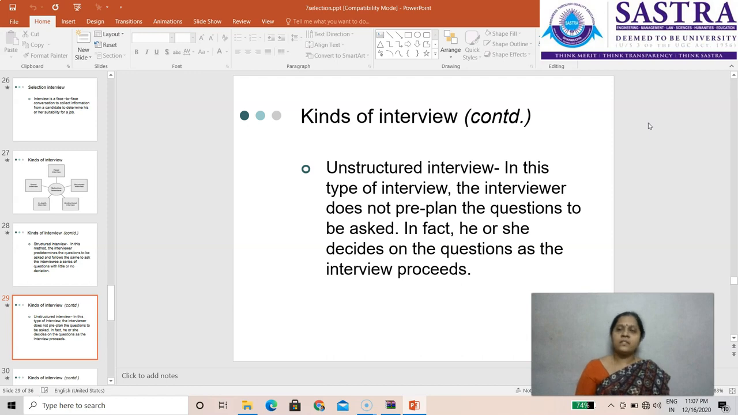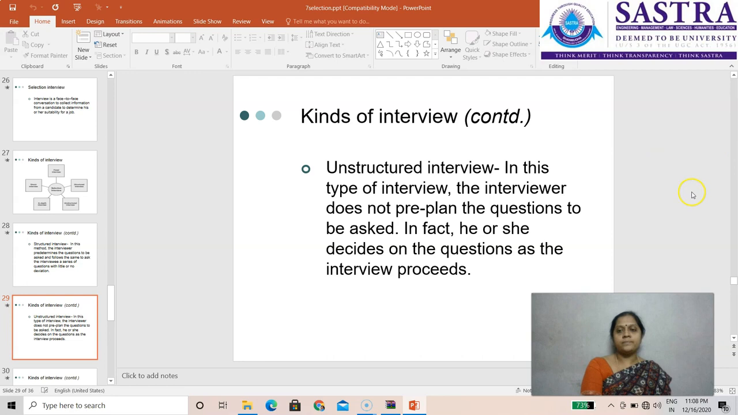However, this kind of interview usually suffers from a lack of uniformity and objectivity, because time plays a big role here, and it may vary from candidate to candidate. It will be very difficult to compare the response from each and every candidate for different questions. So this is with respect to the unstructured interview.